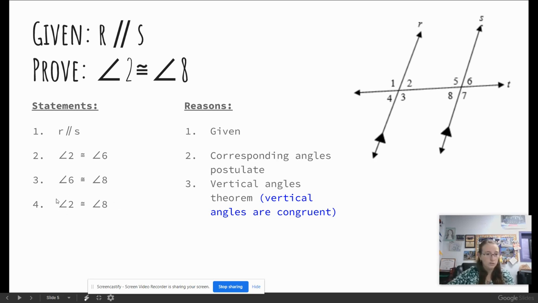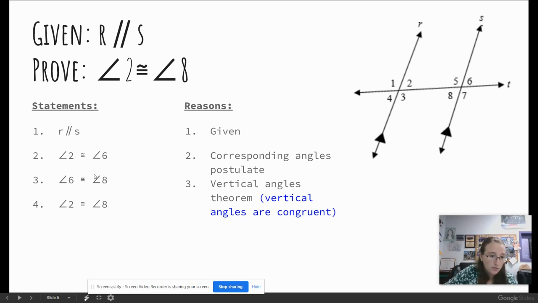So now we're at our last step. This was our end goal, right? Our end goal was to say angle 2 is congruent to, is equal to angle 8. So what you do at this point, you want to look up at your statements and see what information we have to say this is now true. Now, if we notice, here's what we have. We have angle 2 is congruent to angle 6, as well as angle 6 is congruent to angle 8.